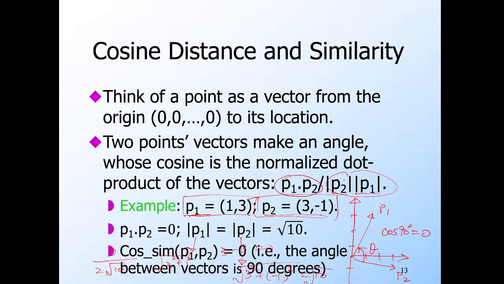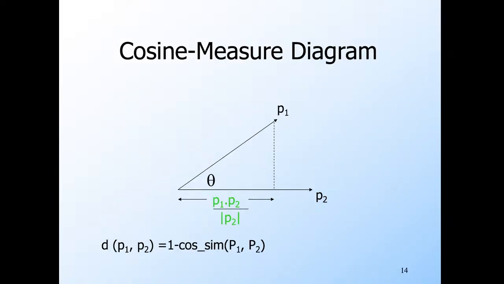If you have two vectors which are identical, 1, 0 and 1, 0, for example, then their cosine would be exactly 1 because they are exactly the same. You can plug in this formula and you will get 1. So the distance between P1 and P2.